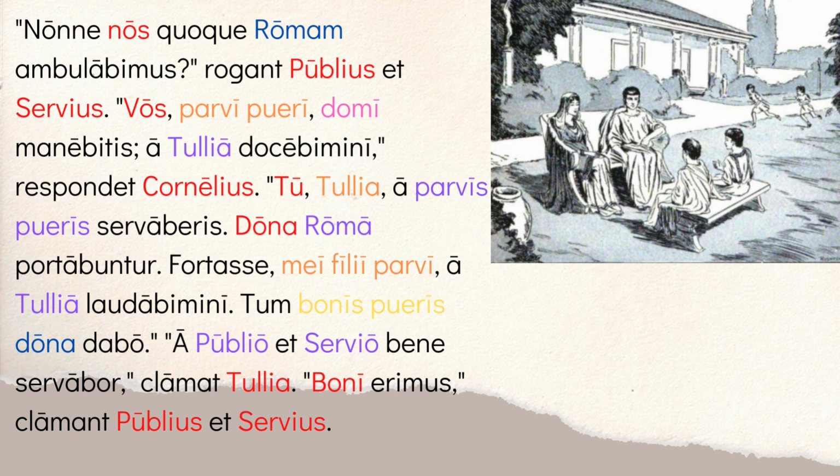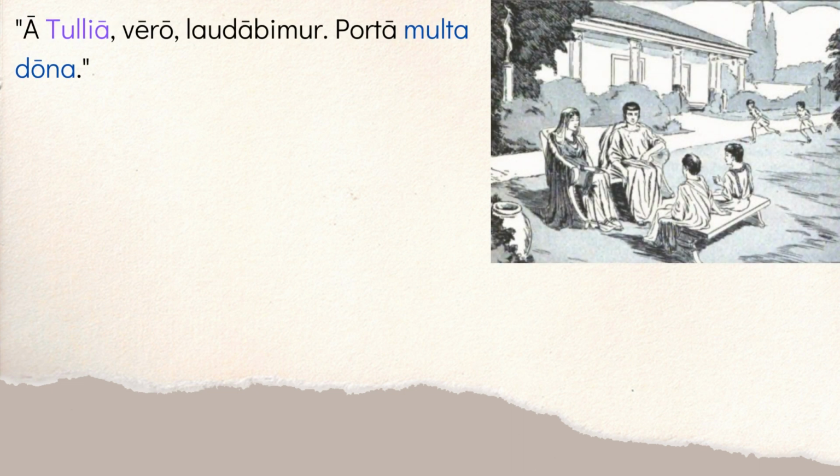A Publio et Servio bene servabor, clamat Tullia, right? So Tullia shouts, I will be protected, servabor, right? Future passive. I will be protected well by Publius and Servius. There's your ablative of agent. She's kind of joking like, oh, don't worry, the little kids, they'll take care of me, right? I'll be taken care of or protected well, served well by them. Boni erimus, clamant Publius et Servius. So the boys say, we will be, erimus, we will be good, right? Shout Publius and Servius.